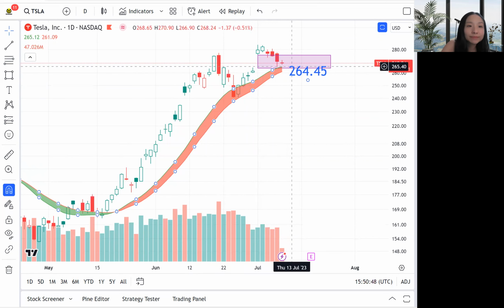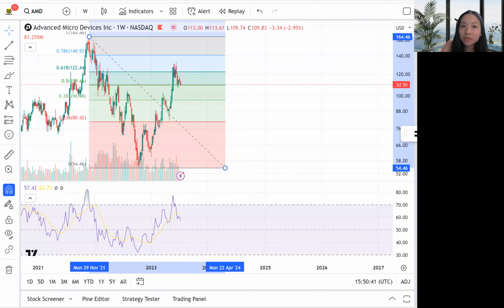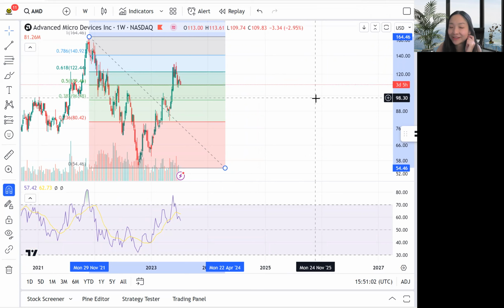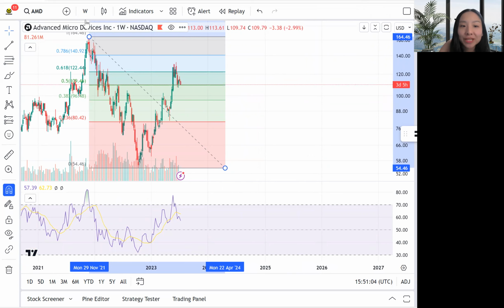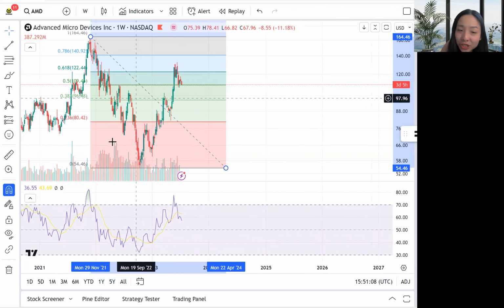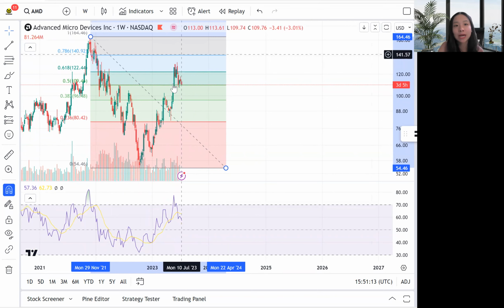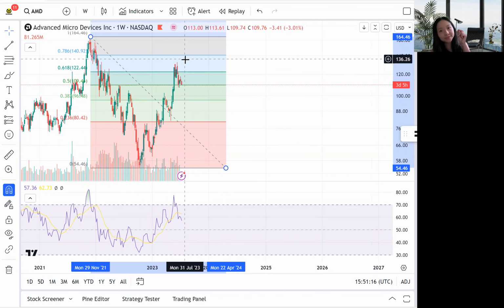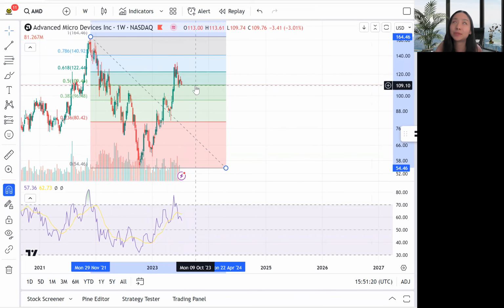The next one is AMD. This is a stock I find quite interesting. This is a weekly chart, and this is our golden ratio. You can see what happened now is we are already above 50%, and already above 61.8%.